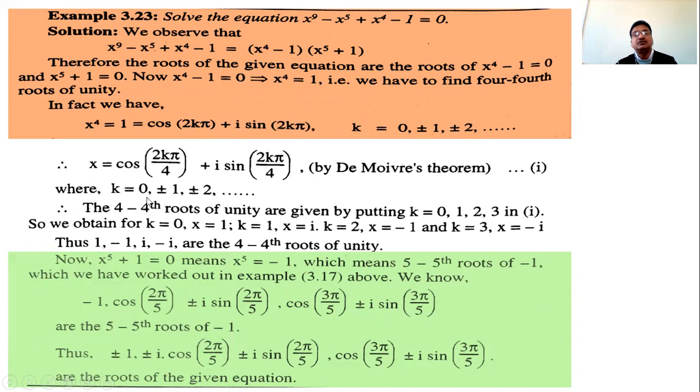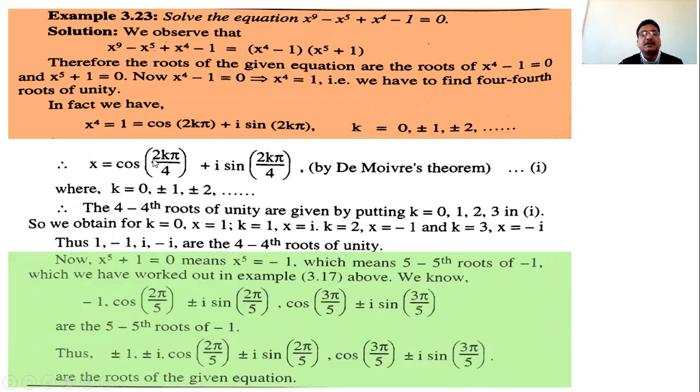We get 4 fourth roots of 1. That is, we get the 4 values of this equation, the 4 roots of the equation x raised to 4 minus 1 is equal to 0. That is, put k equal to 0, 1, 2, 3. In this, we get these answers: 1, minus 1, i, minus i.